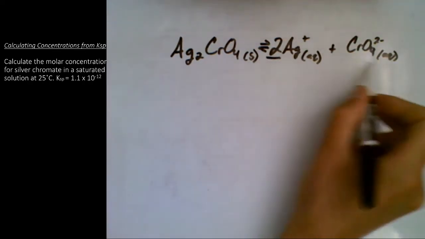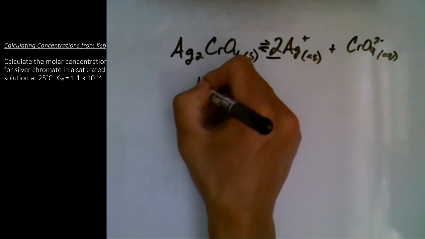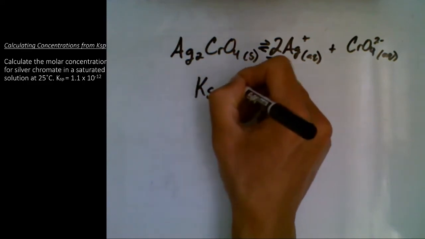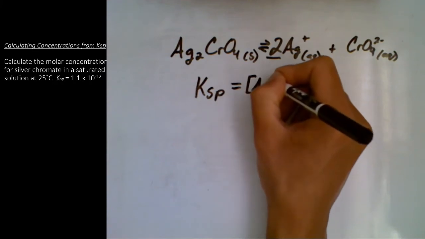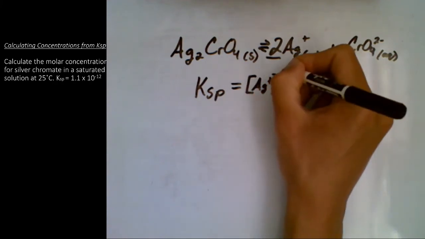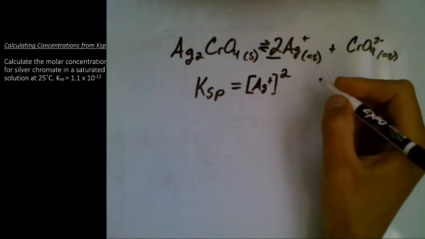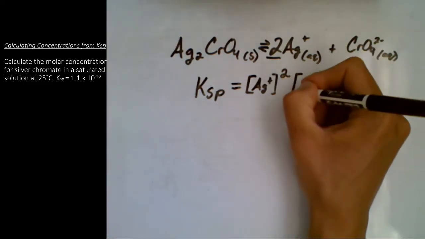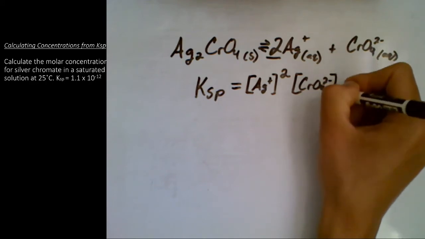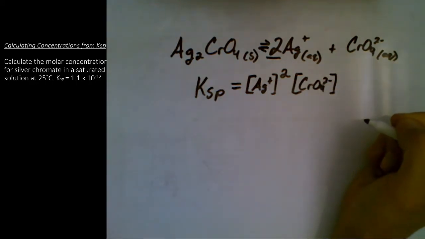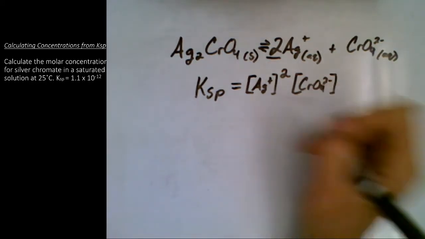Now, what I'm going to do next is write out my KSP expression. So KSP is the concentration of silver ions. It has to be raised to the power of its coefficient, so squared. And that's going to be multiplied by chromate, so CrO4 2 negative. Okay, and that's going to be our KSP expression.